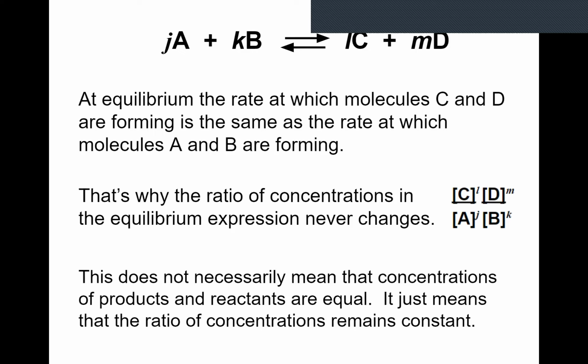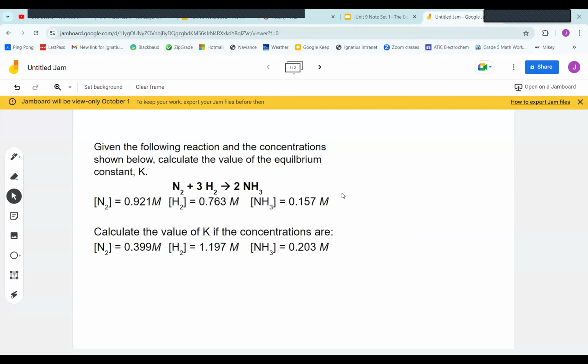Okay, let's go to a sample problem. Let me pull up my Jamboard here. Given the following reaction and the concentrations shown below, calculate the value of the equilibrium constant K. Here's your balanced equation. N2 plus 3H2 yields 2NH3. And they give us the concentration for all 3 of those substances. So let's start by writing the expression.